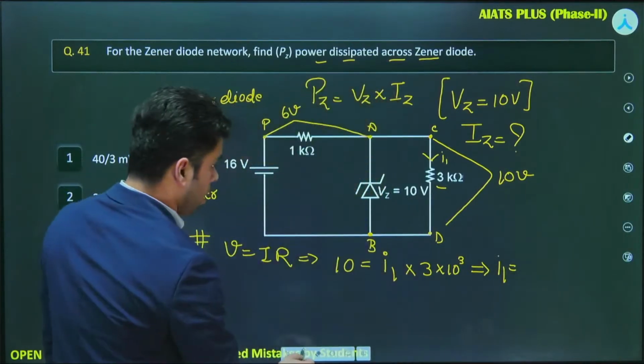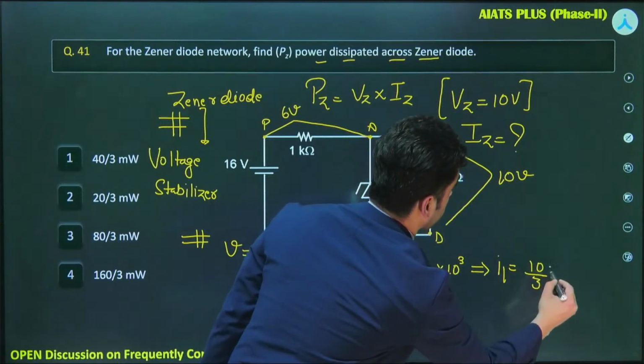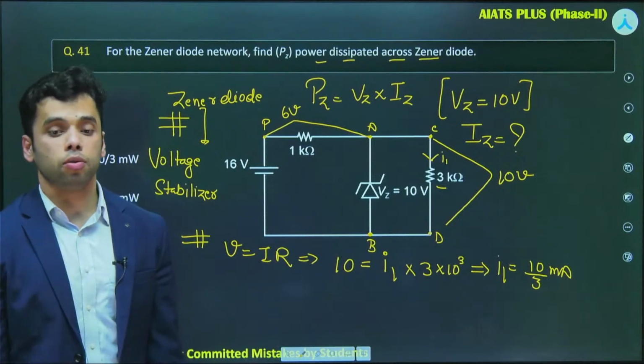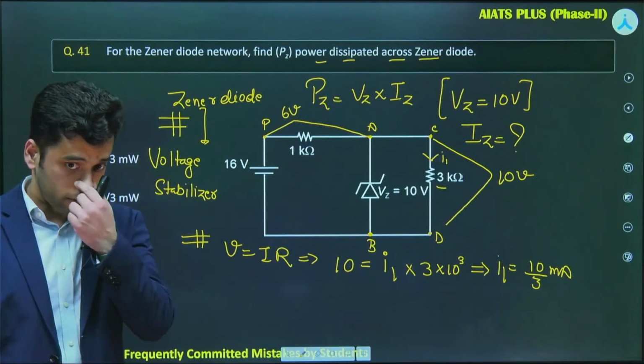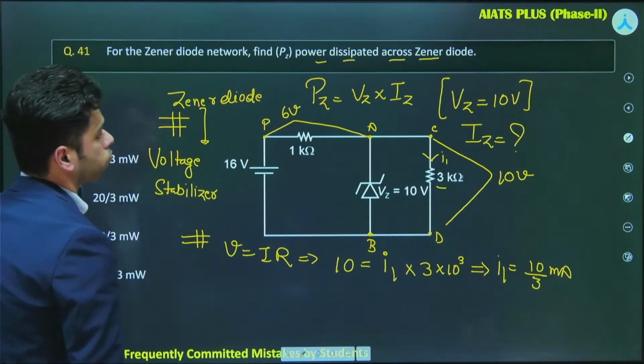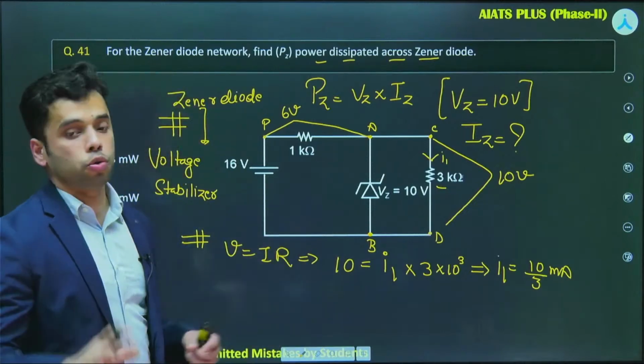Not 3 milliampere. I1 is coming out to be equal to 10 by 3 milliampere. I hope this part is clear to you. What about the current through the 1 kilo ohm resistance? Find the current through the 1 kilo ohm resistance.